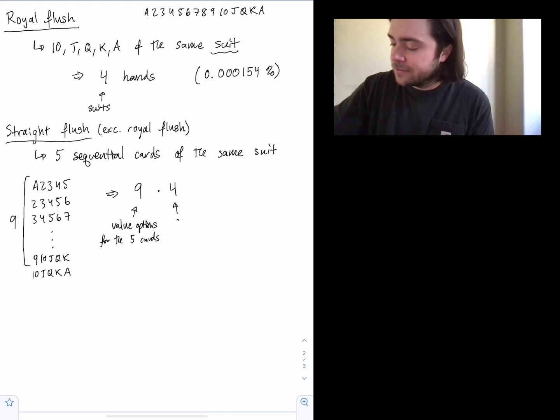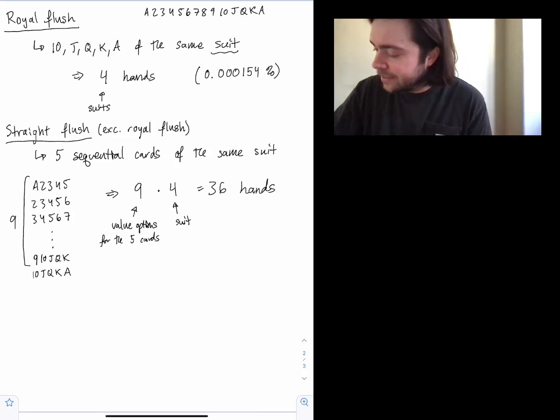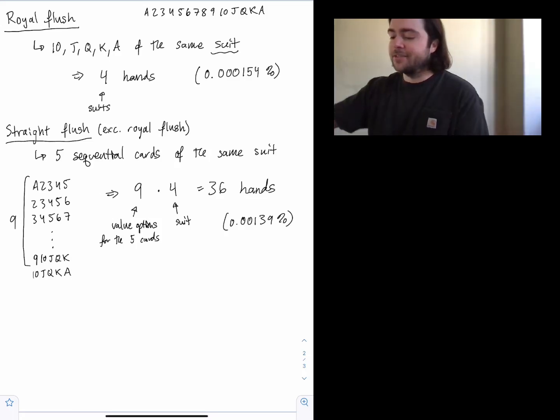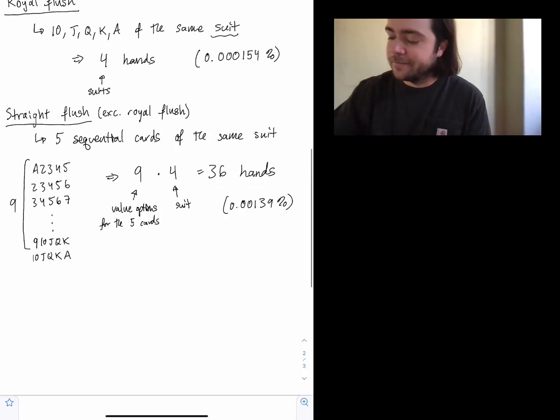Okay, so this is the suit. And we get 36. So there are 36 hands. What percentage is that? Well, it's 0.00139%. Okay, so also very unlikely to get a straight flush. That's pretty rare as well.